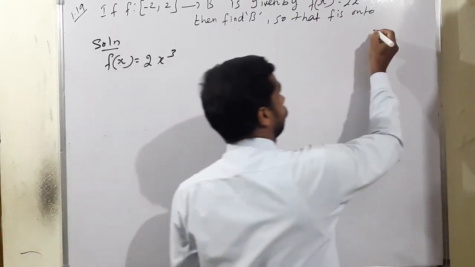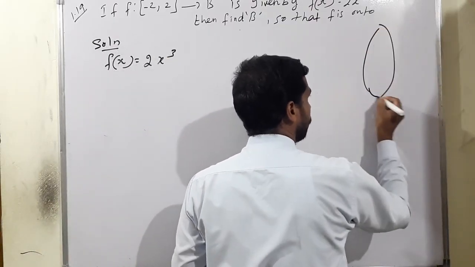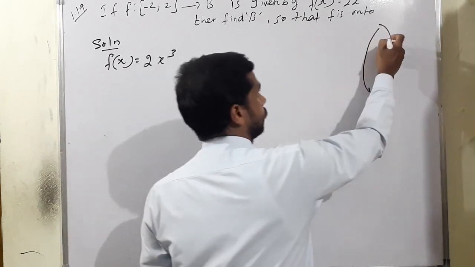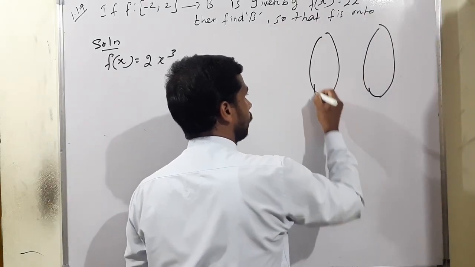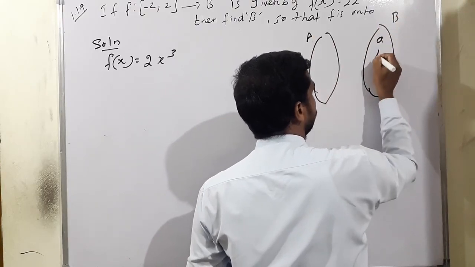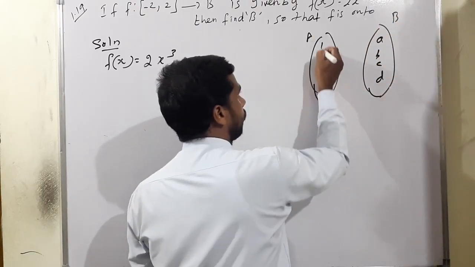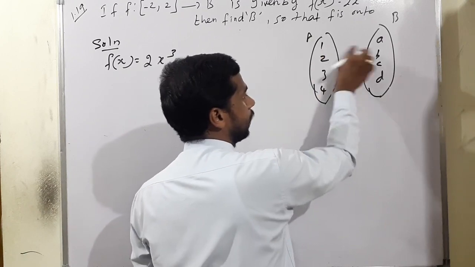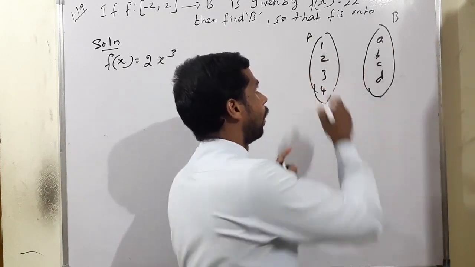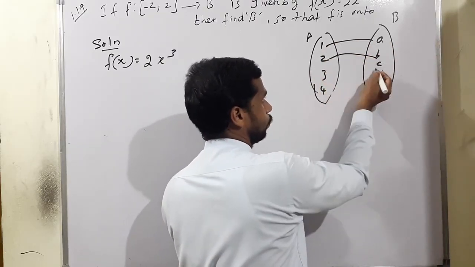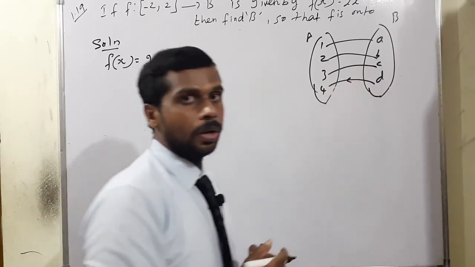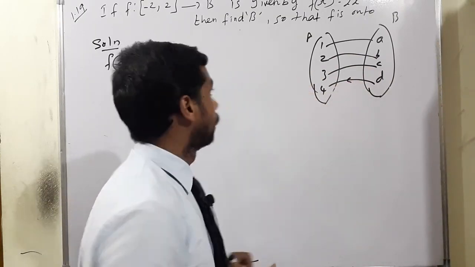So, now what is the meaning of onto? Every element of the codomain must have a preimage. In the arrow diagram, this is the codomain and this is called the domain, isn't it? If the codomain values are A, B, C, D and the domain is 1, 2, 3, 4, then each and every codomain element has a preimage. Mapping A to 1, B to 2, C to 3, D to 4. This is called an onto function, okay. I am moving to the question.